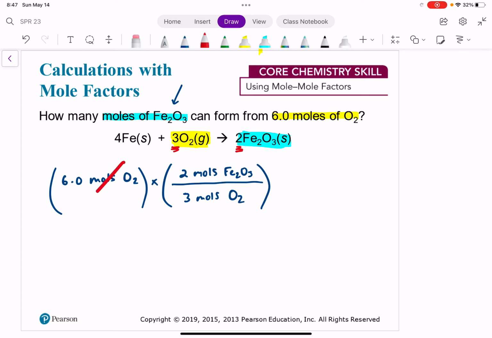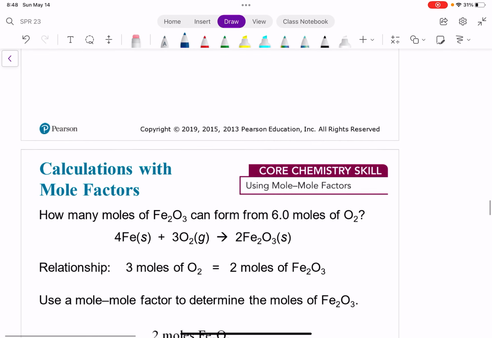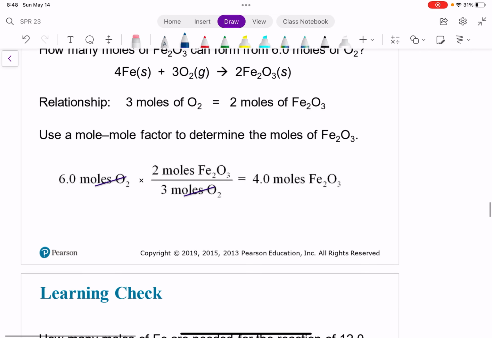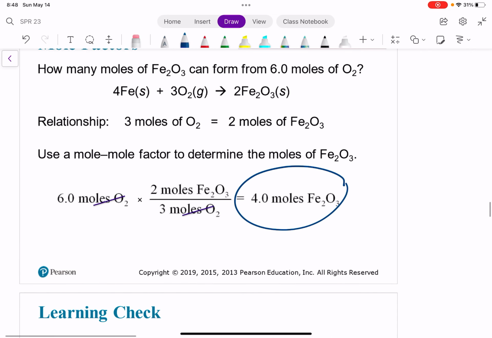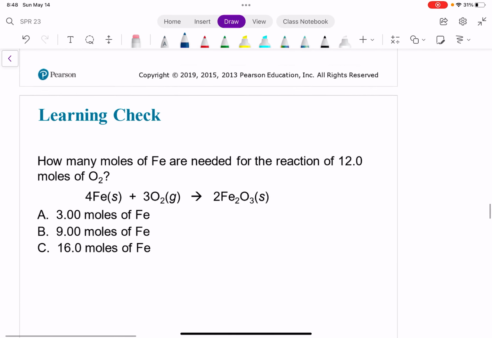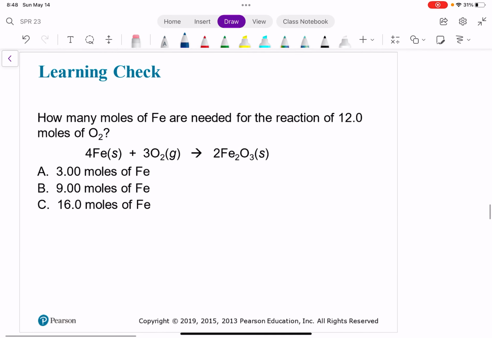All right, so let's cancel these out. So we have our moles of O2 canceling out, and now we're left with moles of Fe2O3, which is exactly where we wanted to get to for our goal. And then just to save time, let's just go ahead and see what we get. Did we do that correctly? We did, and our answer is going to be 4 moles of Fe2O3. All right, try this one on your own.